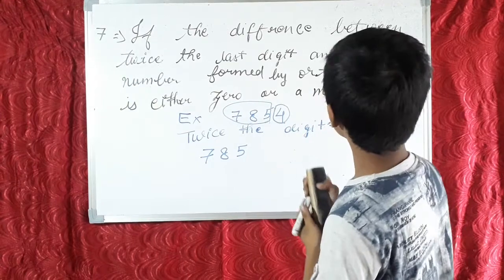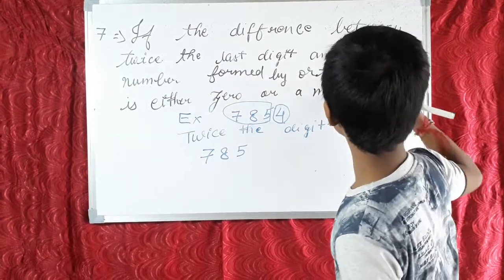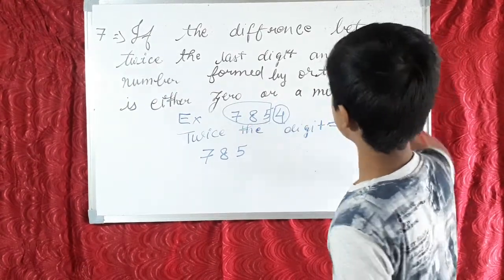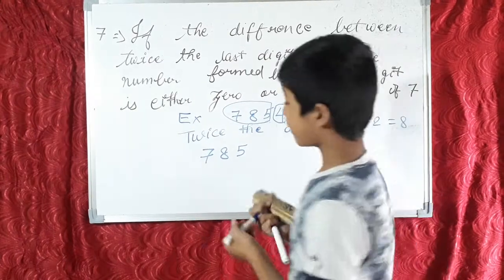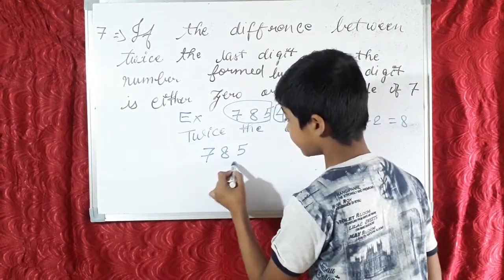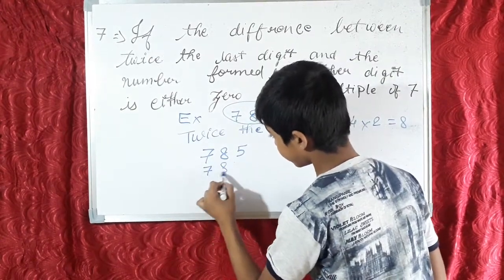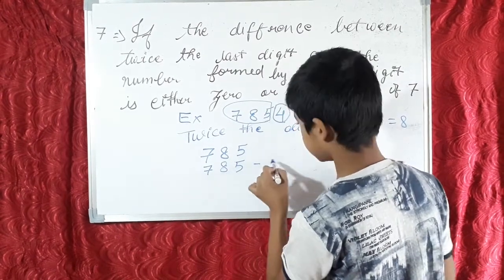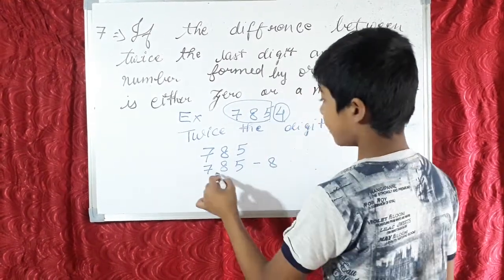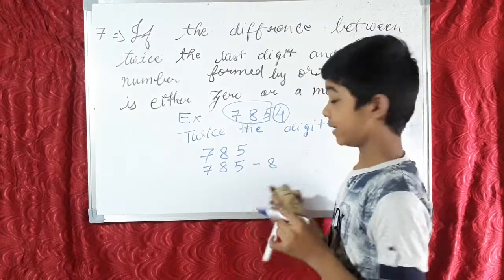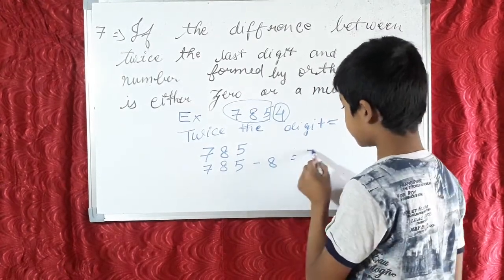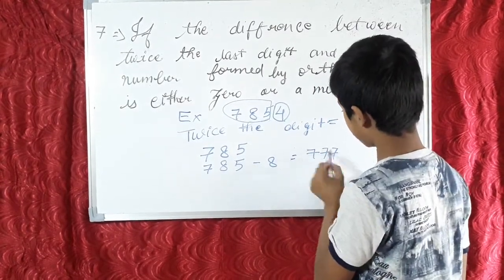Then we have to take out the difference. We will take 785, the number formed by the other digits, and subtract this 8 from it. When we subtract 8 from 785, what will come? It will come 777. Okay.